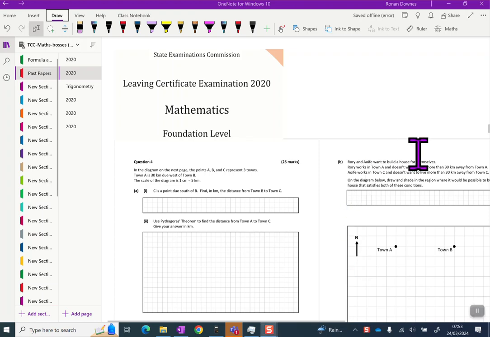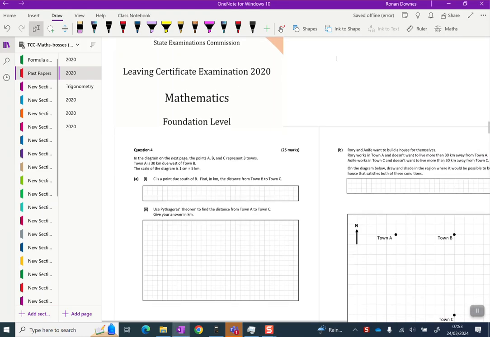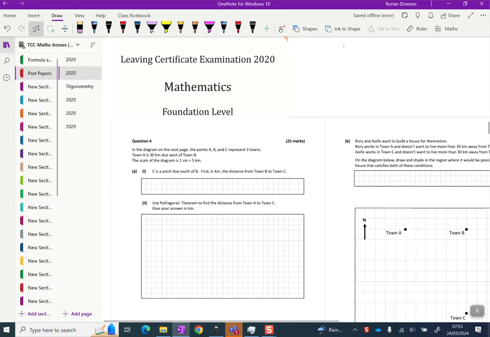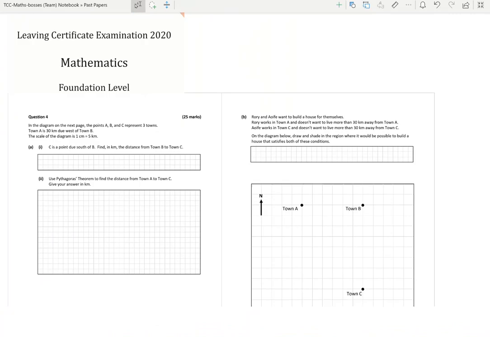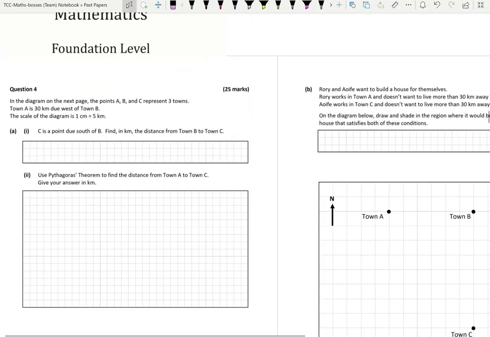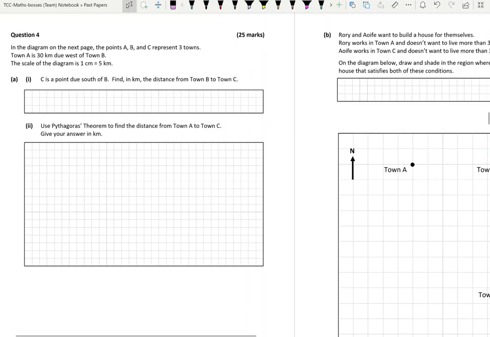Welcome back, students. So we're on the Leaving Cert 2020 Foundation Level Maths paper, and we're doing question 4. So let's jump straight in, shall we? So we'll start reading now.